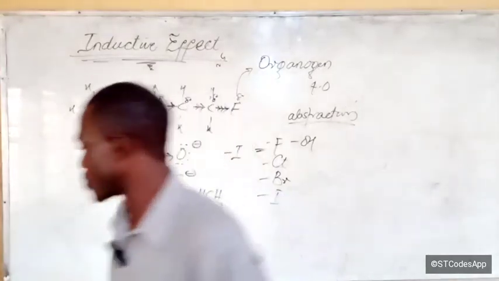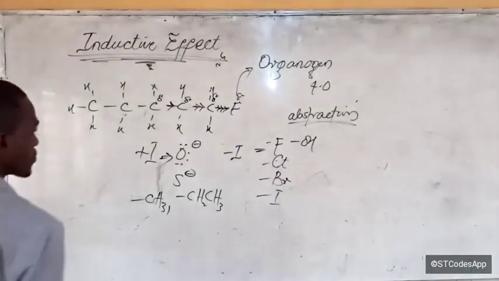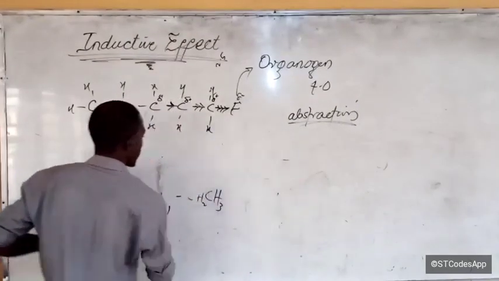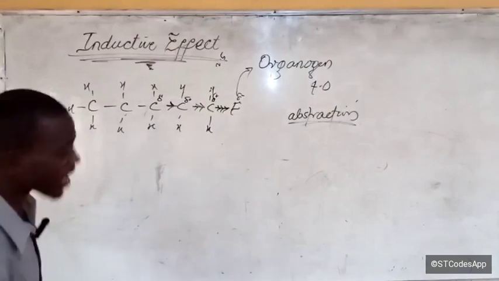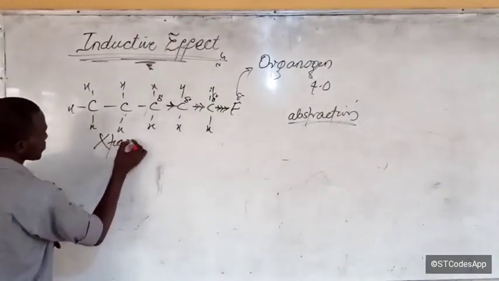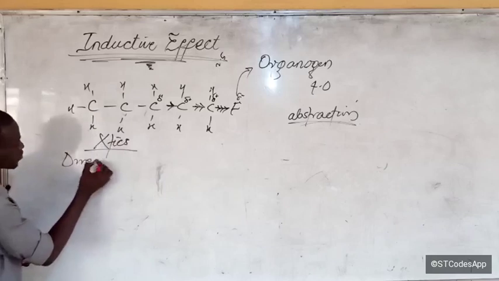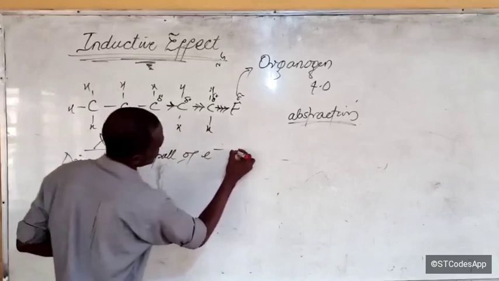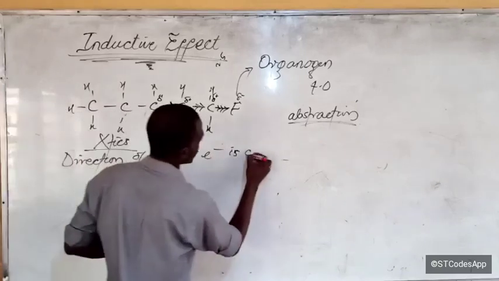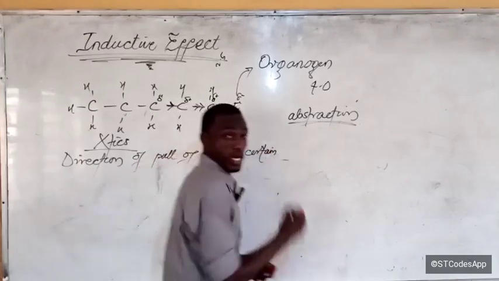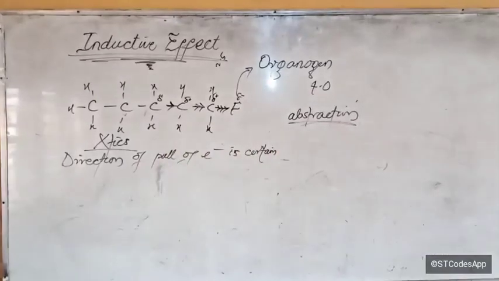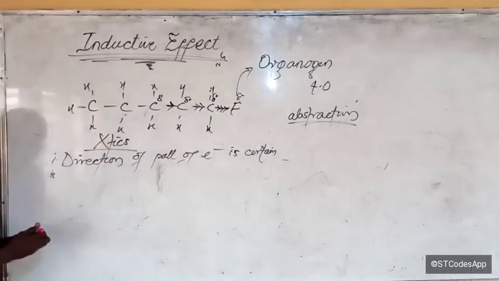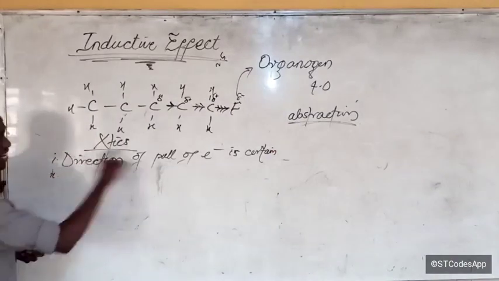Now, let's go on to talking about the characteristics of inductive effect. Number one is the fact that the direction of pull of electron is certain. The direction is what? Is certain. The direction of pull of electron is what? Is certain.